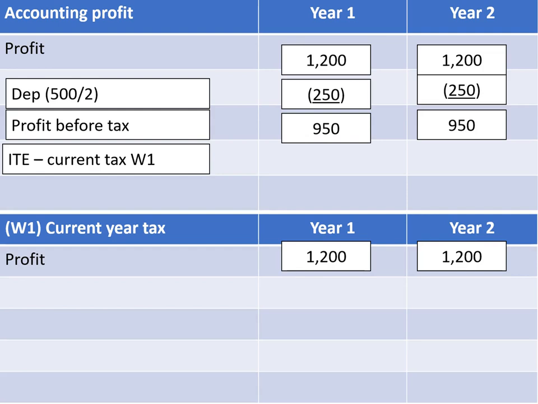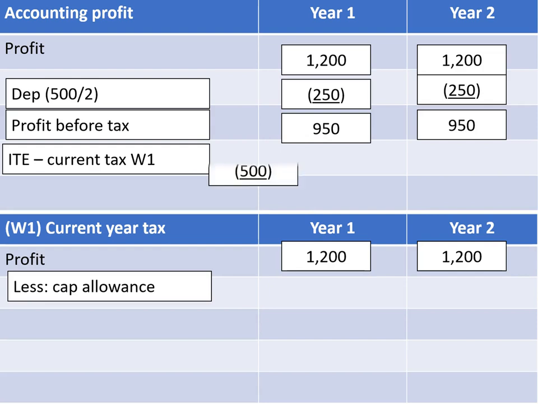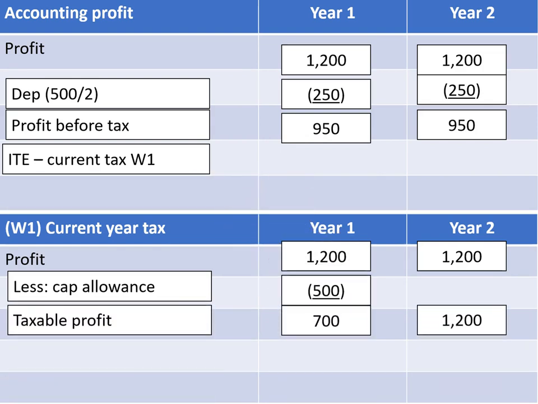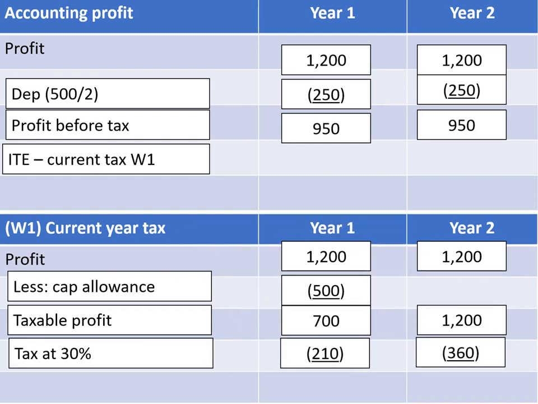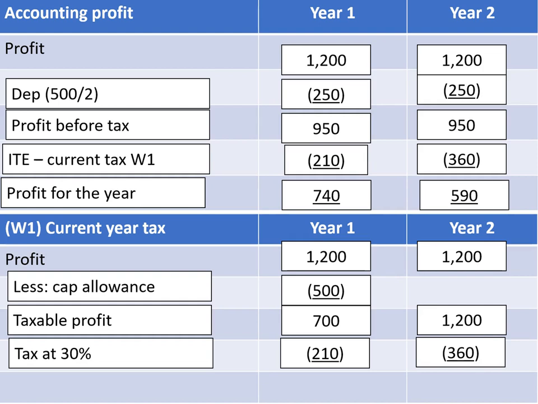We take 1,200. Remember, we've been told that the capital allowance of 100% is allowed in year 1, and therefore, according to the taxman, our taxable profit in year 1 is 700. 700, we've been told our tax rate is 30%. So our tax for year 1 is 210. For year 2, we have no capital allowance because we've already deducted the full amount in year 1. So the full 1,200 multiplied by 30% gives you 360. Let's pop our tax amounts in there. We end up with a profit for the year of 740 in year 1 and 590 in year 2.